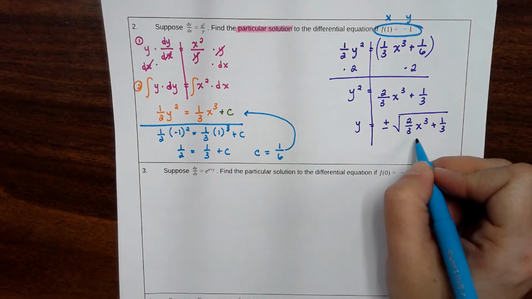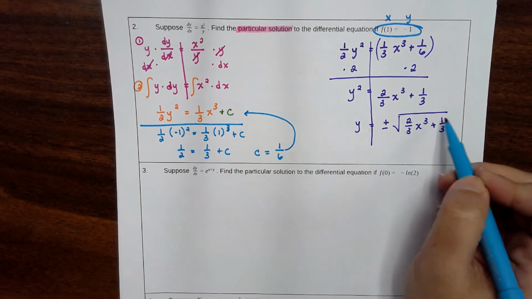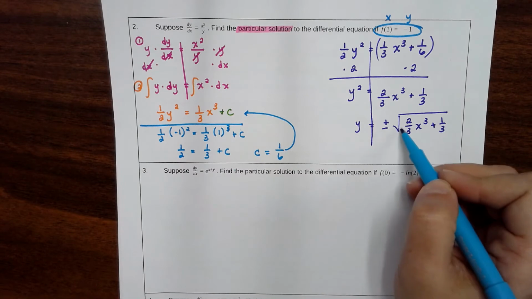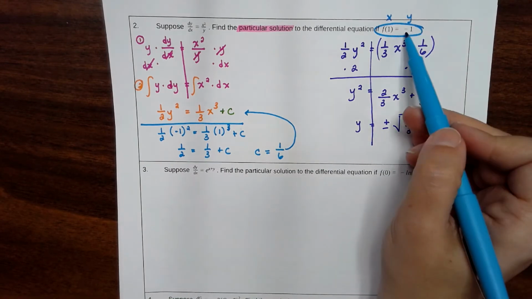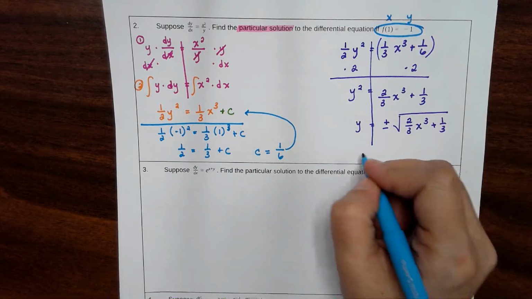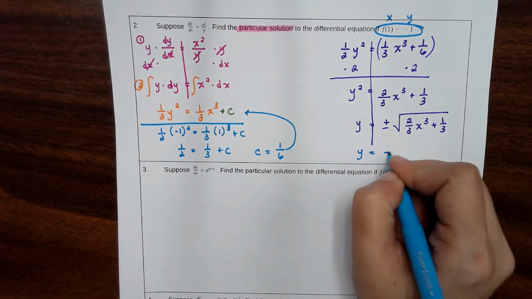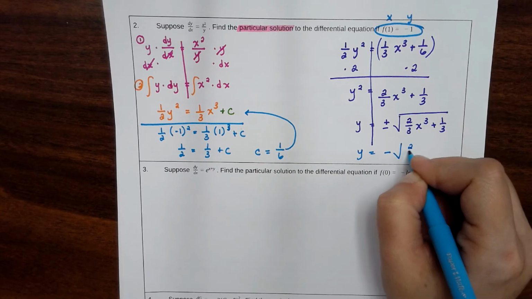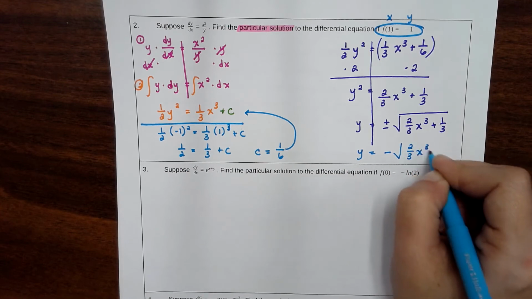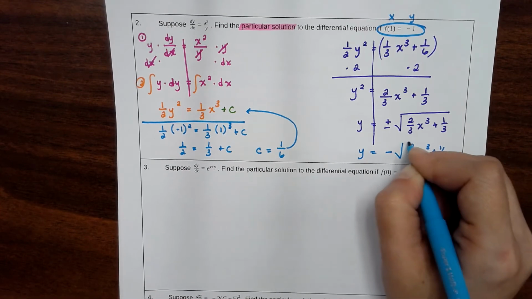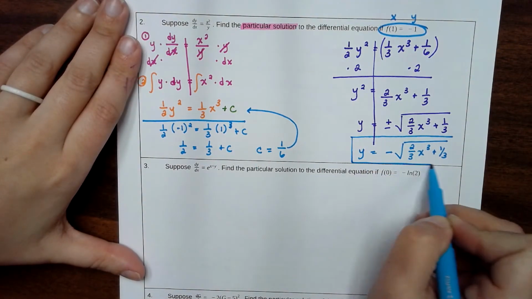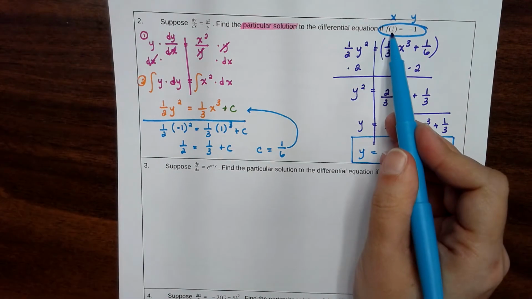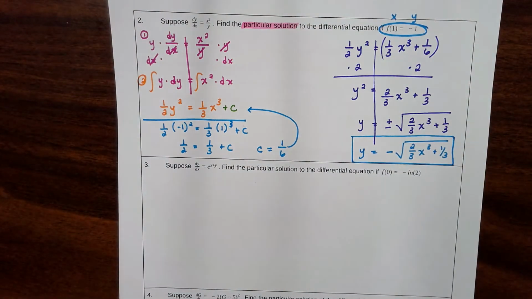So if I take the number 1 and I plug it in, I get 2/3 plus 1/3 is 1. The square root of 1 would be positive or -1. Since I want my answer to be -1, I would keep the negative in this case. So it would be negative square root of 2/3 x cubed plus 1/3 is my final answer. And again, I tested to see whether I wanted the plus or the minus by plugging in my x and seeing which one will give me a negative y.